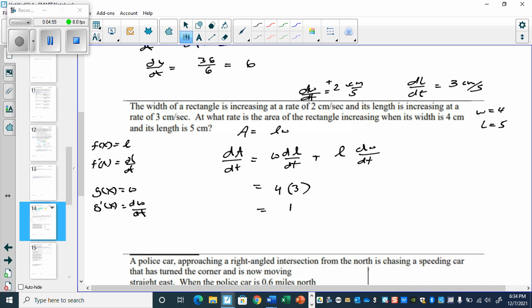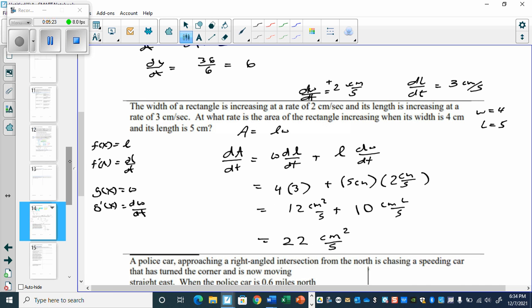and that's going to be centimeters squared per second. That's the units, plus up here we have L, which is 5 centimeters, times 2 centimeters per second, and I get 10 centimeters squared over seconds. And the final answer here, this area is increasing at 20 centimeters squared per second.